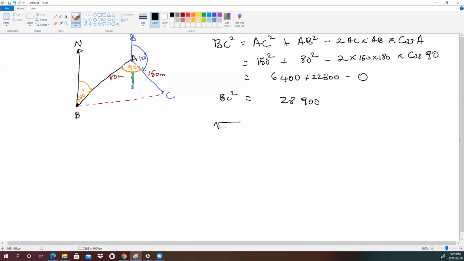So then the next step is to find the square root. And so BC is 170. So that means the length of BC would be 170 meters. Yes, so that is your answer.